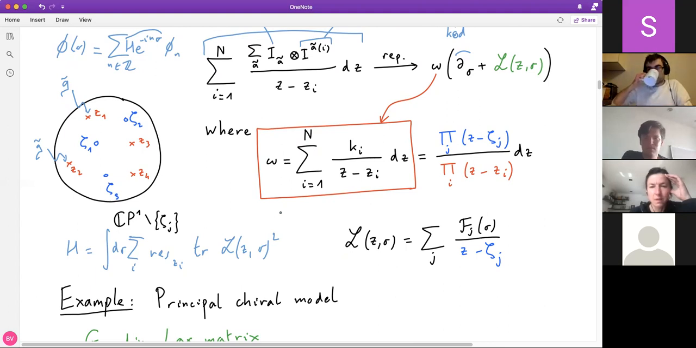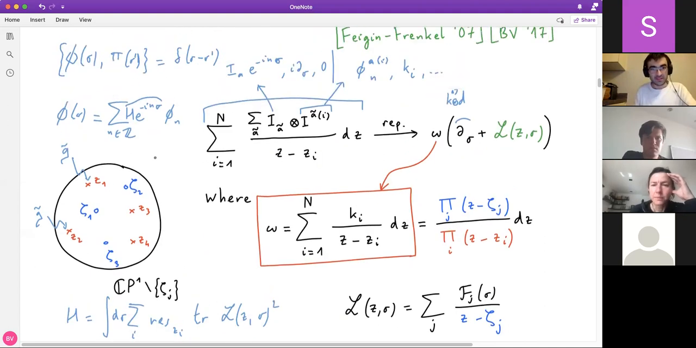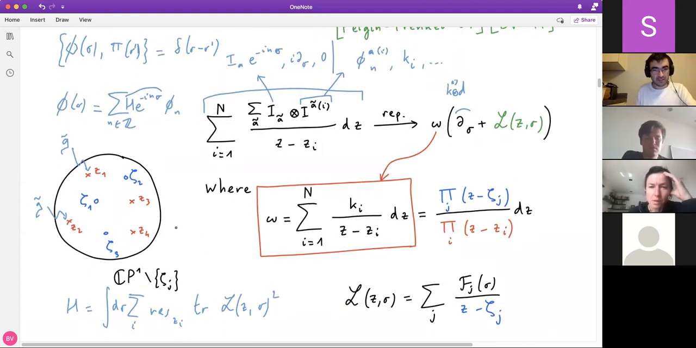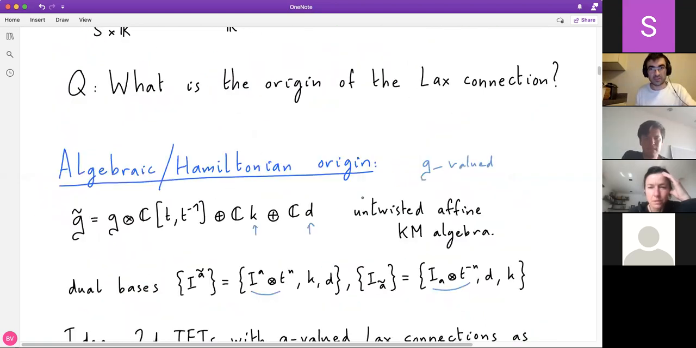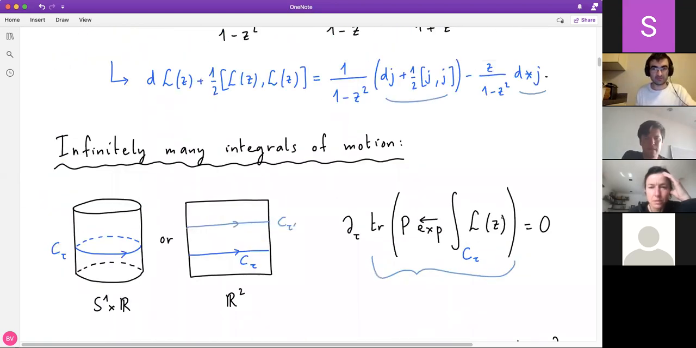The CP1 minus these poles, is that your world sheet? No, my world sheet coordinate sigma is nothing to do with the CP1. This is just some auxiliary space you're using as a target space for your fields or something. Yeah, so Z has nothing to do with the world sheet coordinates. Z is just the auxiliary spectral parameter. It's the thing in which I'm going to expand to produce integrals of motion.